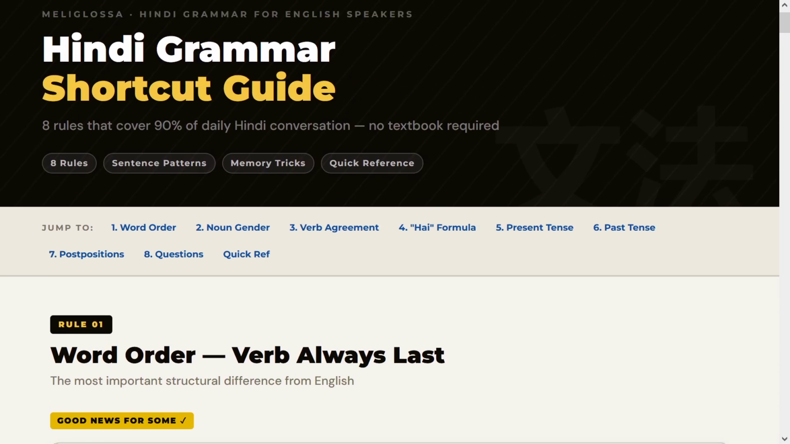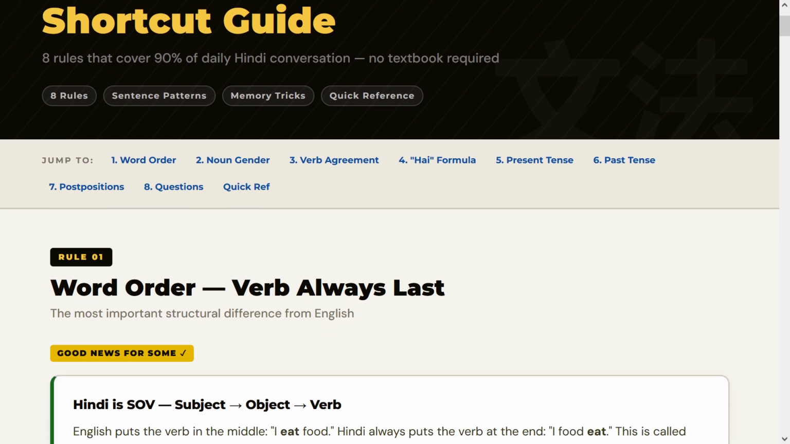If you have tried to learn Hindi before, you probably hit a wall. Somewhere around week 2, the vocabulary was fine, the phrases were manageable, and then the grammar showed up. The thing is, Hindi grammar has a reputation for being complex that it does not fully deserve. Most of that complexity lives in advanced structures you will not need for years.